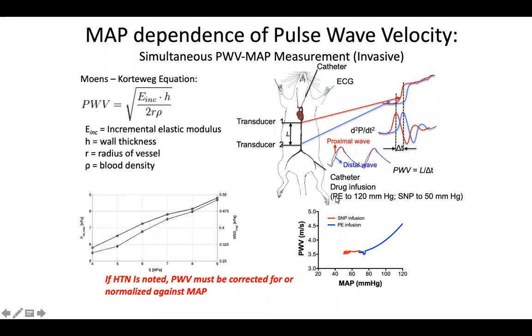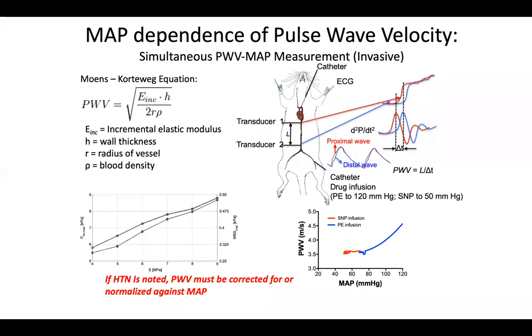So we typically use phenylephrine, abbreviated as PE here, to increase the pressure, and sodium nitroprusside to decrease the pressure. The presence of two transducers on this catheter allows us to calculate pulse wave velocity simultaneously while changing the blood pressure. So we get a curve that looks like this, for instance. And so this would be the invasive approach to measure pulse wave velocity.